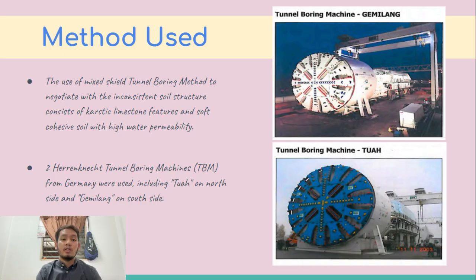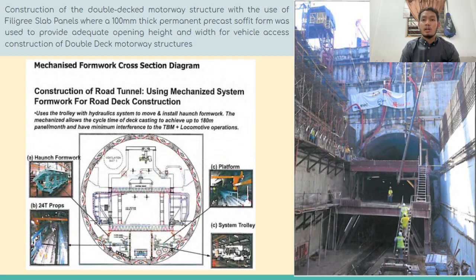Okay, next, the tunnel boring machine or TBM was used in the Smart Tunnel construction. Actually, two TBMs from Germany were used. They are named Tuah on the north side and Gemilang on the south side. As we can see in the photo, the construction of the double-deck motorway structure used filigree slab panels. A 100 mm thick permanent precast sulfate form was used to provide adequate opening height and width for vehicle access in the construction of the double-deck motorway structure.